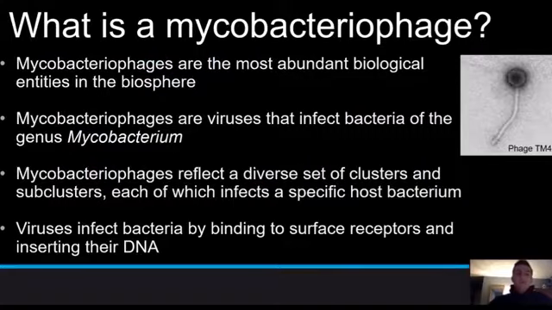So before we begin, it will be useful for us to talk about what a mycobacteriophage is. Just in general, phages are the most abundant biological entity on the planet. And then specifically, mycobacteriophages are viruses that are capable of infecting mycobacterium. Mycobacteriophage are organized into clusters and subclusters. Like I said earlier, we're going to be working with K2 phage, which are able to infect Mycobacterium tuberculosis, which is the bacteria that's responsible for causing tuberculosis.